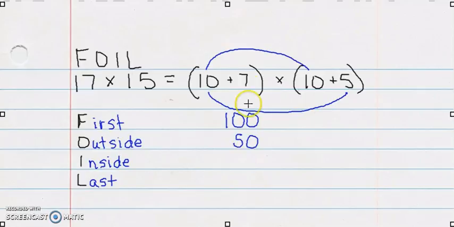Now, I means inside, so we're going to do these 2 inside numbers that are closest to each other. 7 times 10, that gives us 70. And then the last numbers, those are the 2 last numbers. And we have kind of a crisscross here. 7 times 5 equals 35.